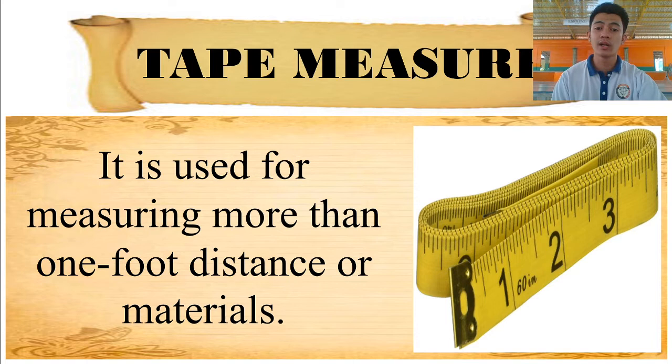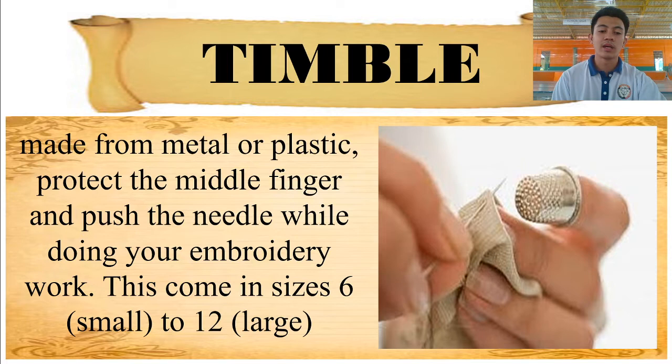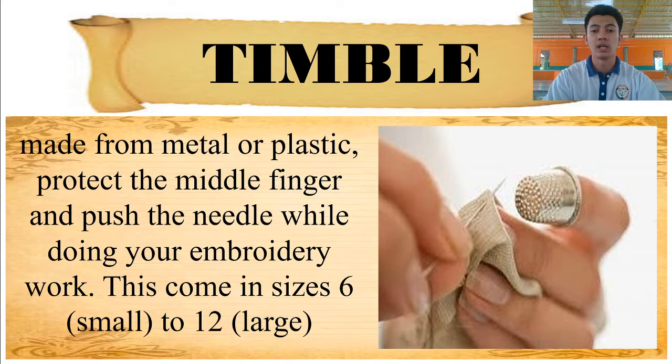Okay, next. Thimble. It's made of metal or plastic. What's the main purpose of thimble? The main purpose of thimble is to protect our fingers when pushing the needle, or it's used to protect our fingers while doing the embroidery. These come in sizes, no? Yung small, 6. Yung large, 12.